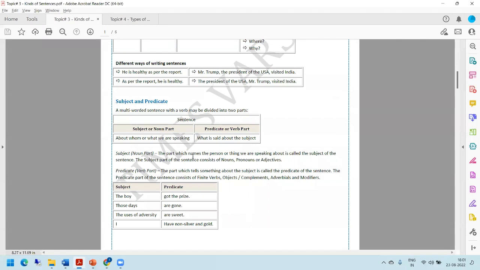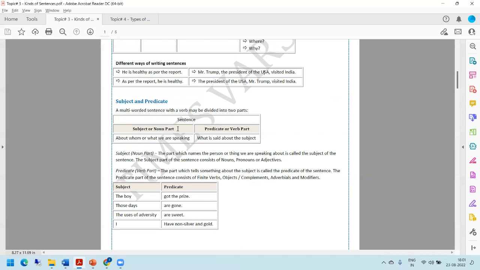So the part which names the person or thing we are speaking about is called the subject of the sentence. The subject of the sentence consists of nouns, pronouns, or adjectives. Okay. Now let's talk about the predicate, the second part of the sentence. So you always find the subject comes first, then the predicate comes second.